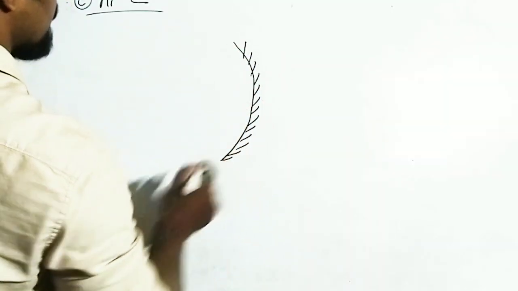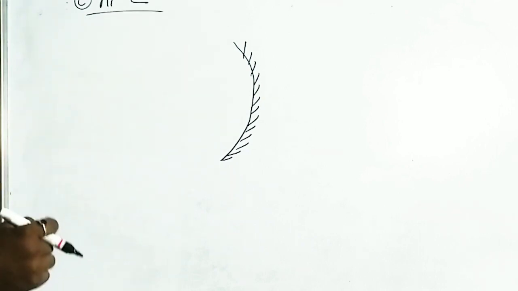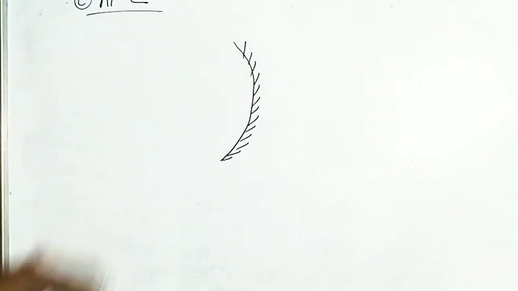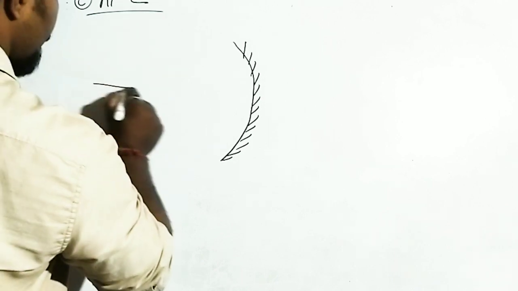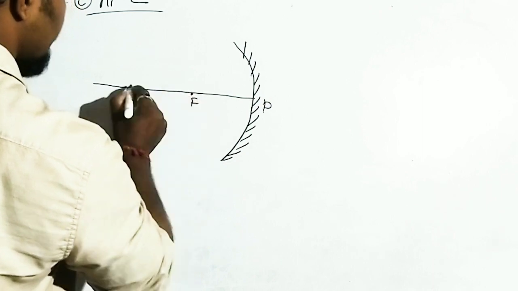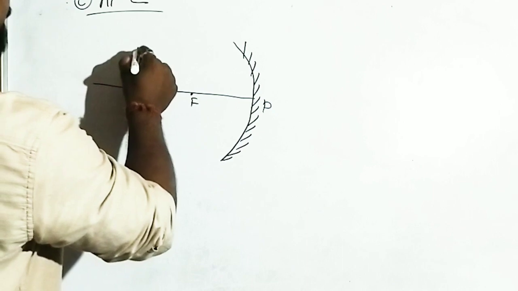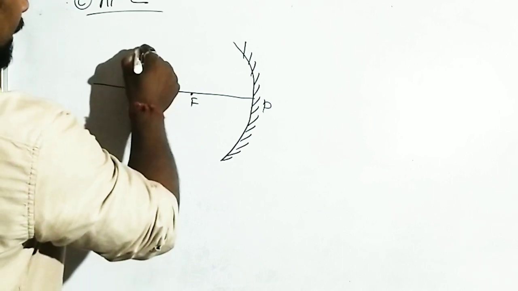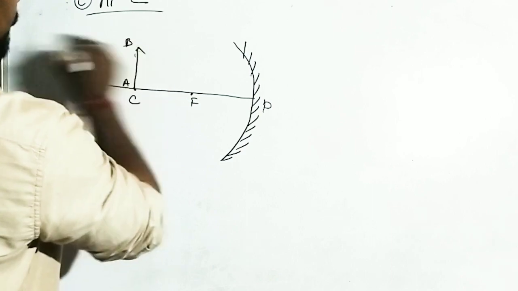You should always use a proper compass to draw this spherical surface. Since I can't use a compass here, I am using freehand. First I will draw the pole. This is the focus, this is the center. Now we have to put the image at the center. This is A, B.